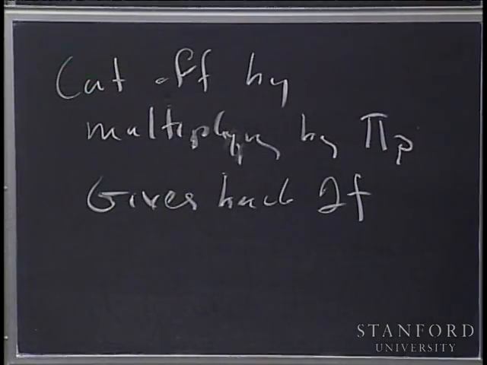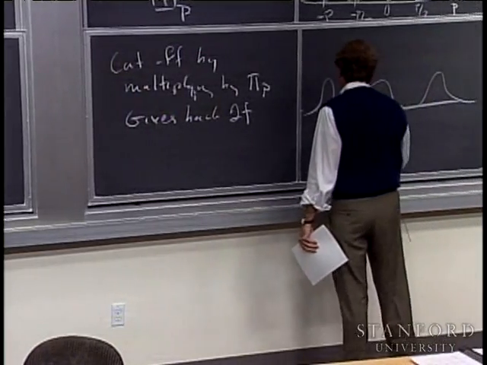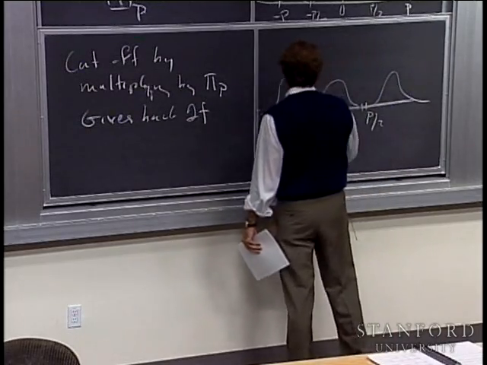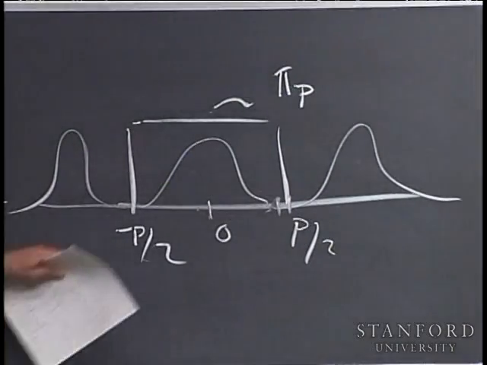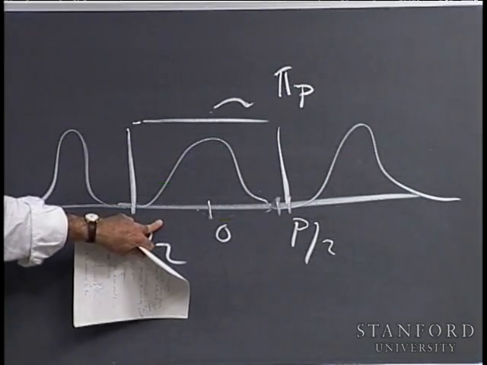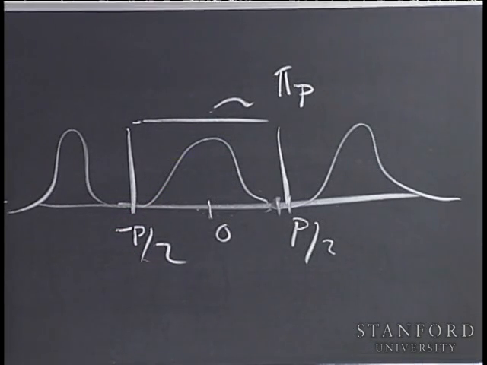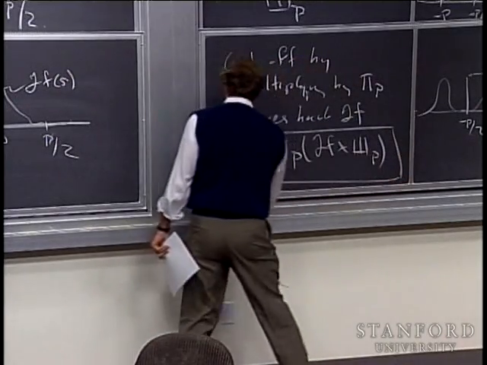So again, the picture is like this, roughly. Here's 0, here's minus p over 2, here's plus p over 2. You multiply by the rectangle function of width p. Remember, that's 1 between minus p over 2 and p over 2. So when you multiply, that doesn't do anything in that interval, and it sets everything to 0 outside that interval. So the result is the Fourier transform of f is equal to the rectangle function times the Fourier transform of f convolved with the Shah function. This is the basic equation. Everything depends on this.